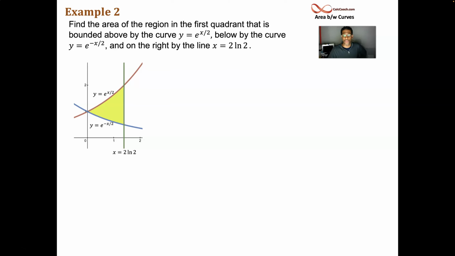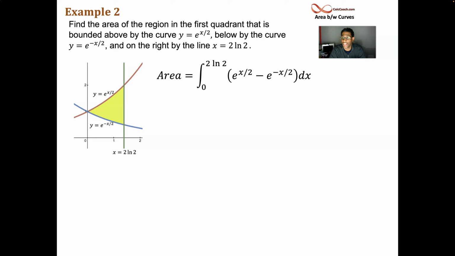Our job? Find the area between those curves. Find the area of that region. Our upper curve is the e to the positive x over 2. Our lower curve is the e to the negative x over 2. We're going to integrate from where to where? Well, we're going to start at x equals 0. They both cross at 1 on the y-axis. So we'll start at x equals 0, and then we'll be done by the time we get to x equals 2 log 2. That's it. That's the setup.